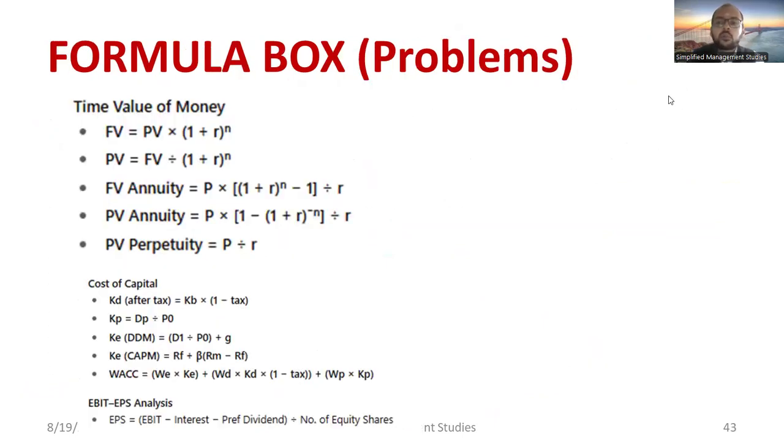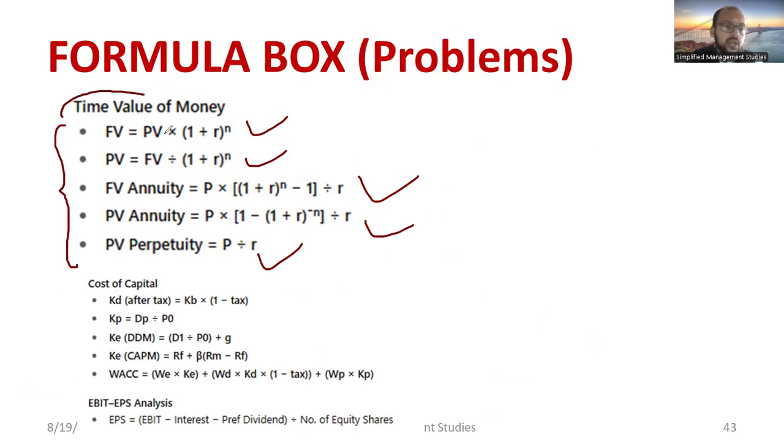By the way, numerical examples or problems are also very important for the financial management examination. You should understand the time value of money. These equations: what is FV, what is PV (present value), FV annuity, then PV annuity, PV perpetuity. Kindly remember all the equations related to time value of money, and try to elaborate each term: what is FV, what is R, what is N, all the things.